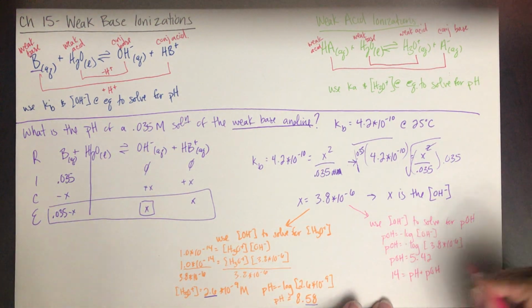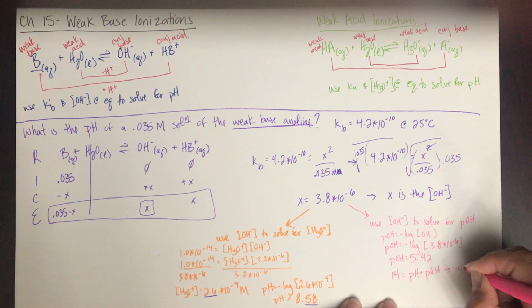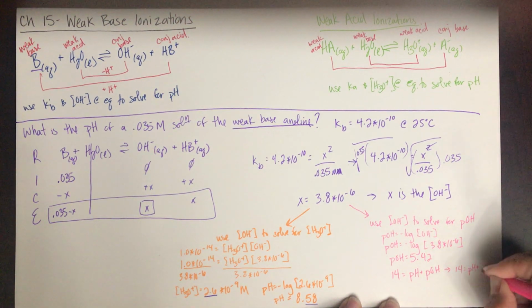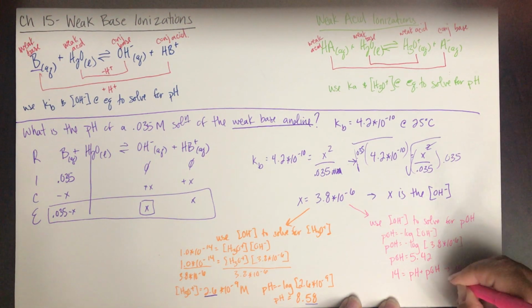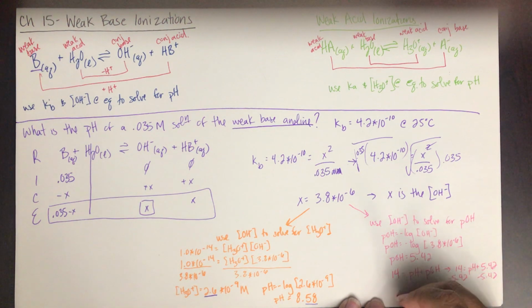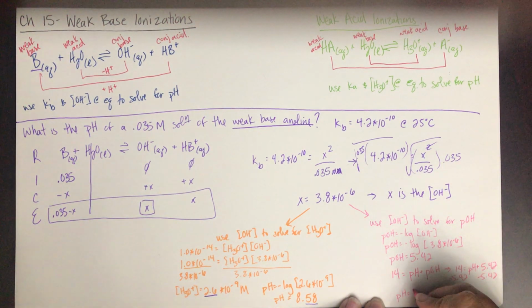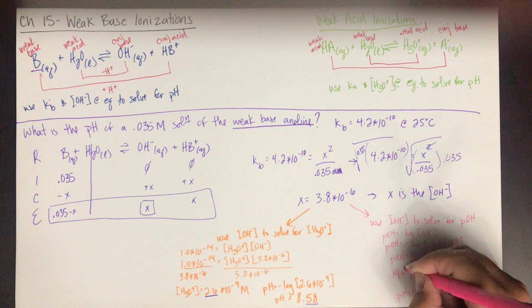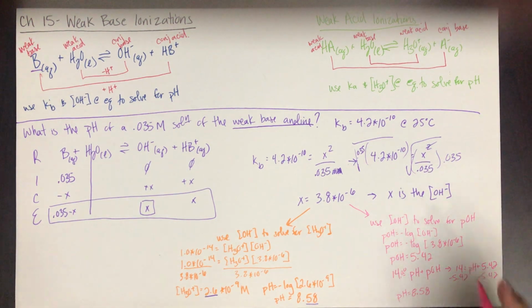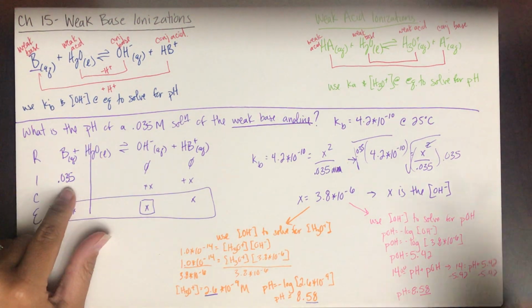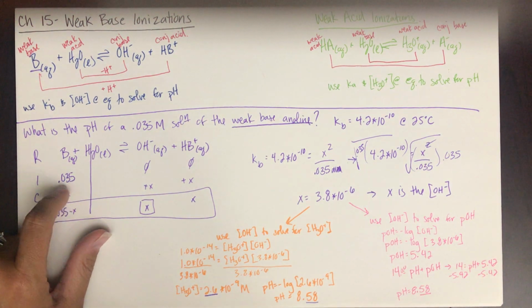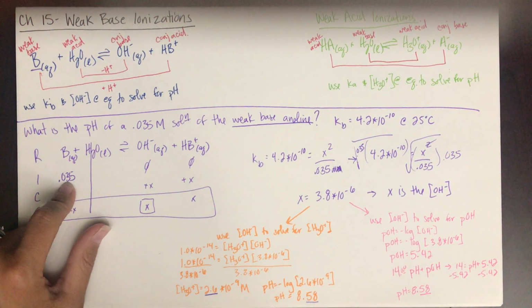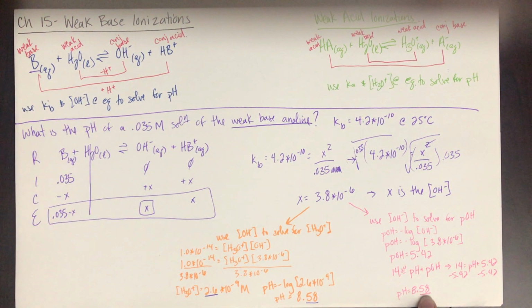I know that 14 is the sum of the pH plus the pOH. So if I say 14 equals pH plus 5.42, and I subtract 5.42 from both sides, then I have pH equals 8.58. Technically, you would say 14.00 here. The number of significant figures in your final answer comes from the number of significant figures in the problem. If the concentration has two significant figures, the pH must have two decimal places.